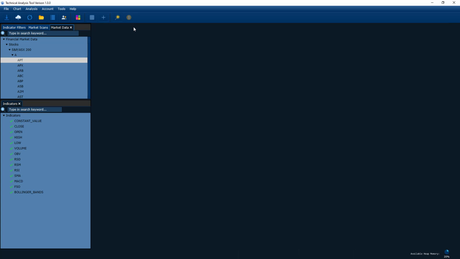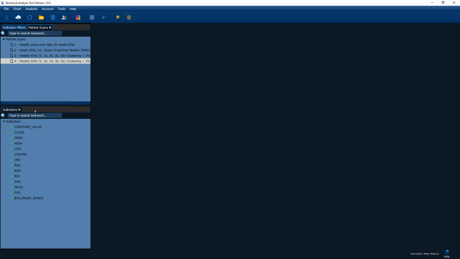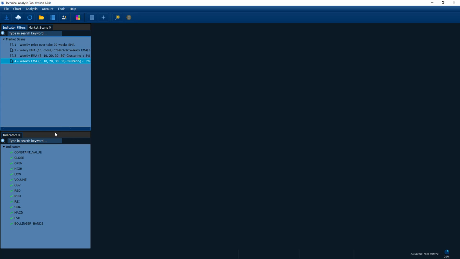Alright, let's move into the indicator filter management pane. Okay, let's start the first one. So I already created 4 indicator filters, so let's go through one by one, and in each one I used some of the most important functions supported by the moving average. Let's take a look at the first one.